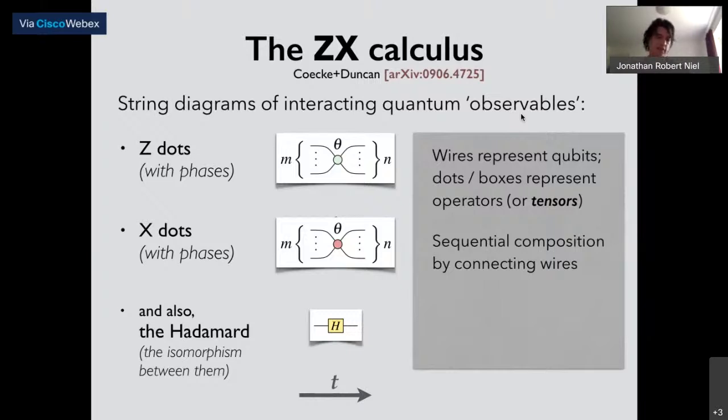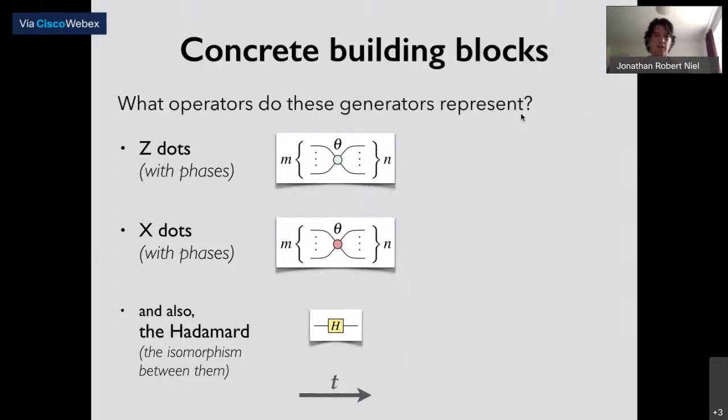We connect wires, and this makes our tensor dots turn into tensor networks. Operations can act on different systems in parallel. This is a story that we all know fairly well. Okay. So concretely, what these dots represent.